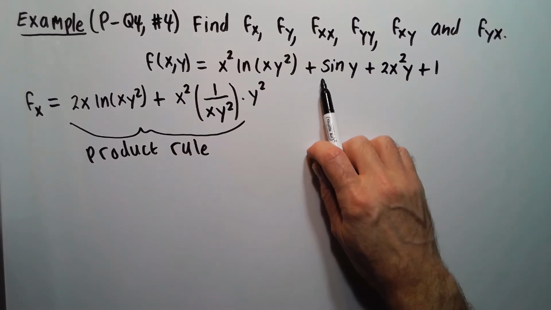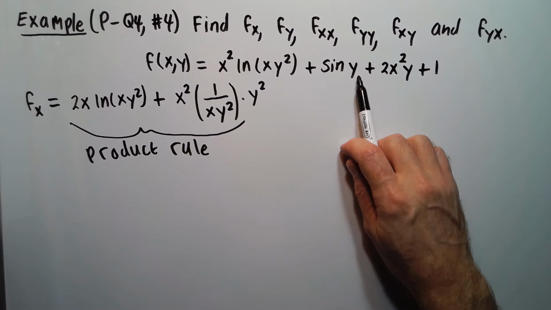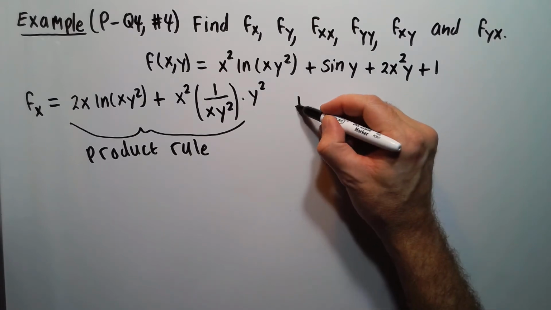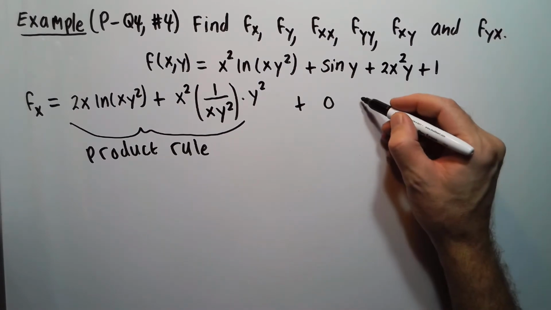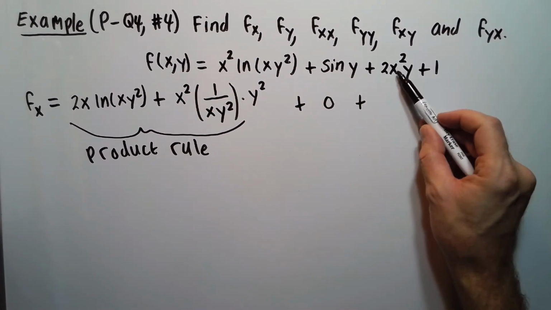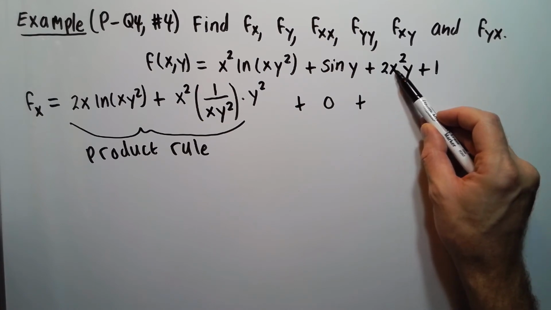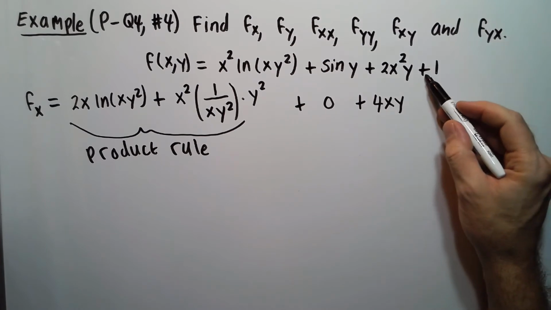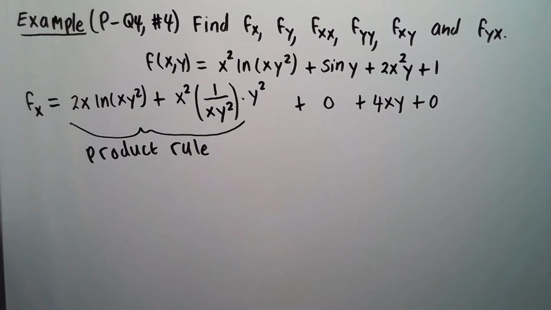Then moving on to the second one, sine of y. There's no x in this now, and you're treating the y like a constant, so the derivative with respect to x of sine of y is 0. Then moving on to the next one, the derivative with respect to x of 2x squared y. The derivative of x squared is 2x, and there's a 2 in front, so it becomes 4xy. And the derivative of 1 is 0. So that's going to be your f x.